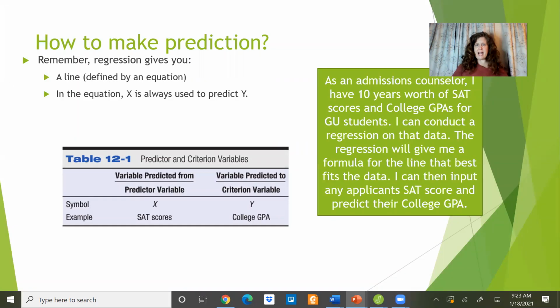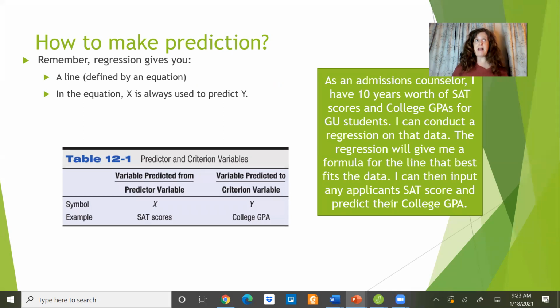Again, how would this look if you made an actual prediction? This is from a textbook I used to use. Looking at the predictor and criterion variables, let's say I'm an admission counselor at Gannon, and I want to streamline the acceptance process, and I want to make sure that we are accepting students that can succeed at Gannon. So let's say I have your SAT scores, pretend they're GRE scores, right? And that's my X variable, and I want to use it to predict college GPA.